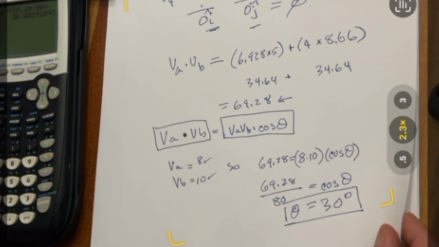Now in the next episode we're going to talk about a different type of multiplication, and that's called the cross product.